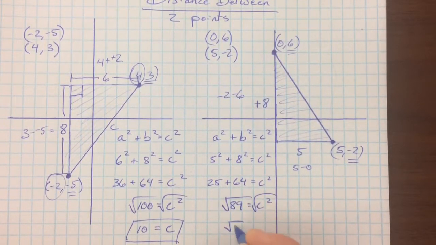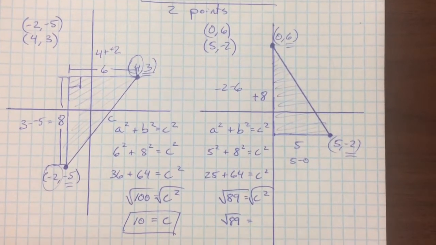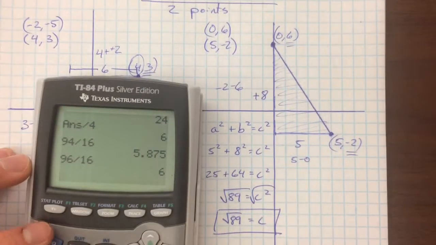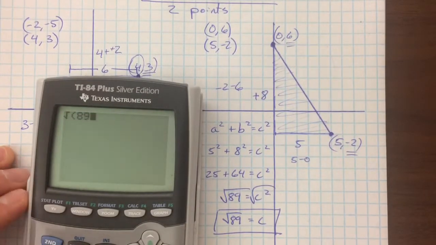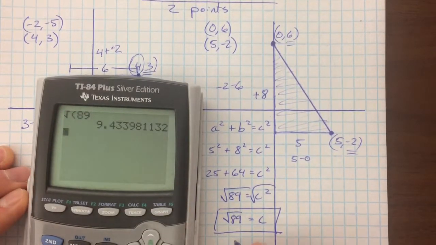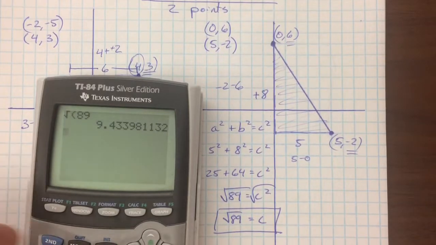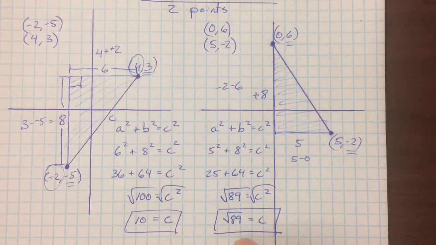The square root of 89, I cannot take the square root of. I cannot think of perfect squares that go into it to reduce it, and so it's just going to stay the way it is. Square root of 89. If you've got a calculator and you want to approximate it, you could use the square root of 89, and you could say it's about 9.43. But we've been practicing reducing radicals, and so I want you to deal with it in radical form.